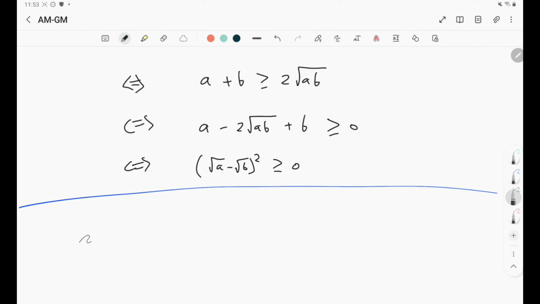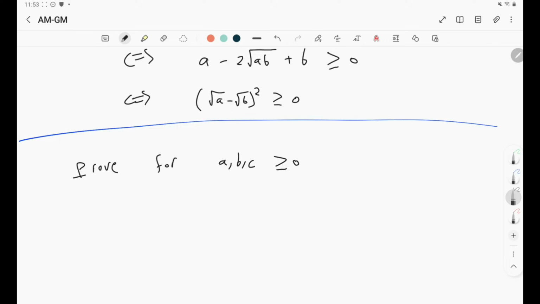So now, we also want to prove, for three numbers that are non-negative, the following inequality: a square plus b square plus c square is greater than or equal to ab plus bc plus ca. Okay.